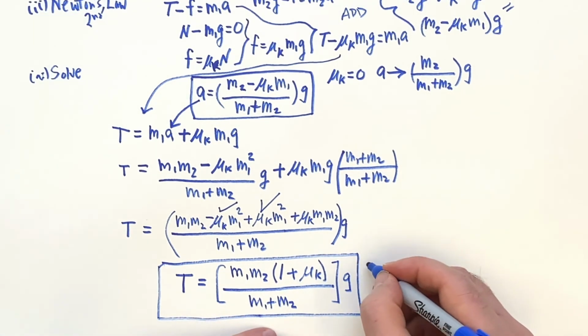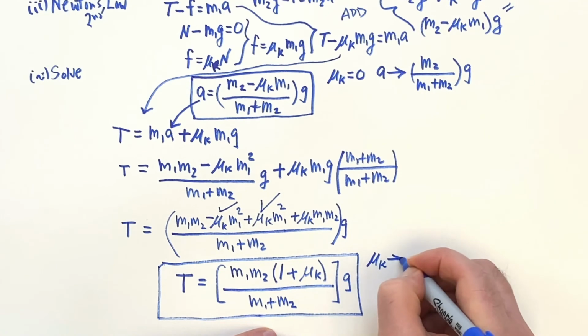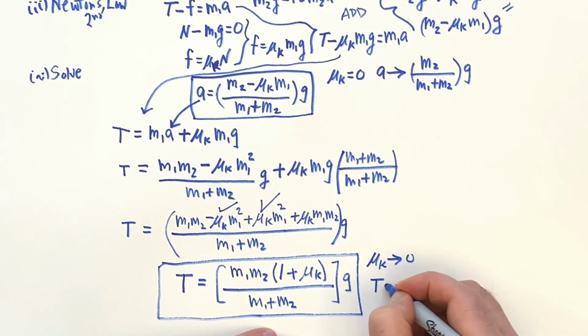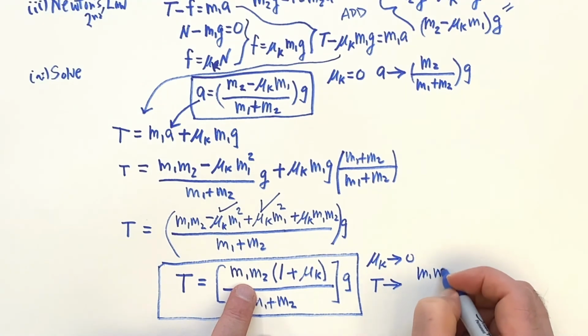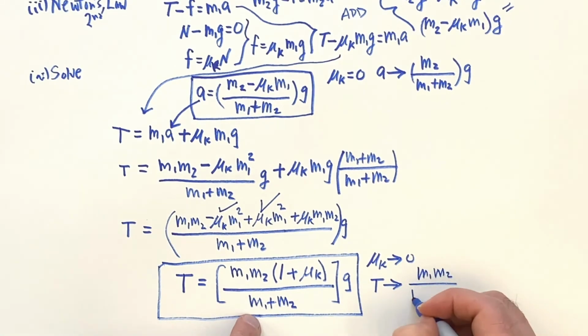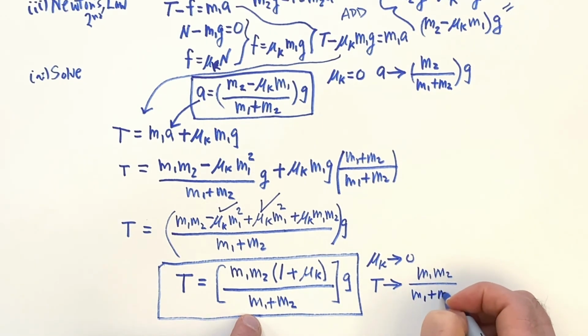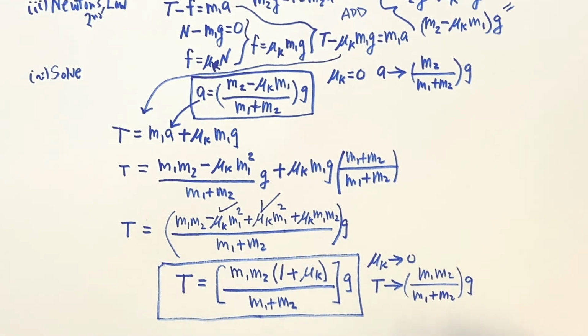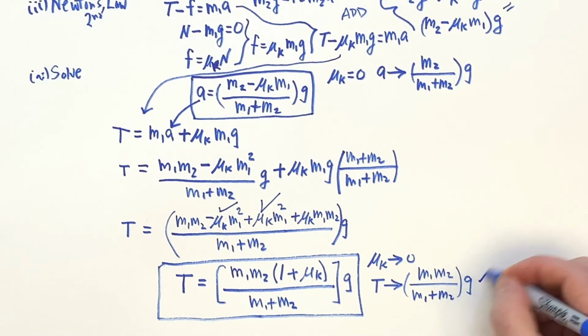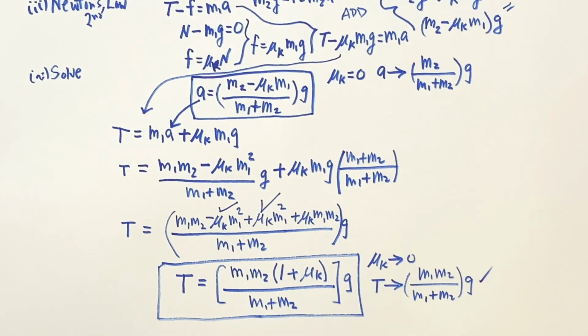So now, if mu K slides to 0, the tension becomes M1 M2 over M1 plus M2 times G. And if you look back in chapter E, section 2, where we did this problem, you'll find that that checks out. That's good. So we have done it.